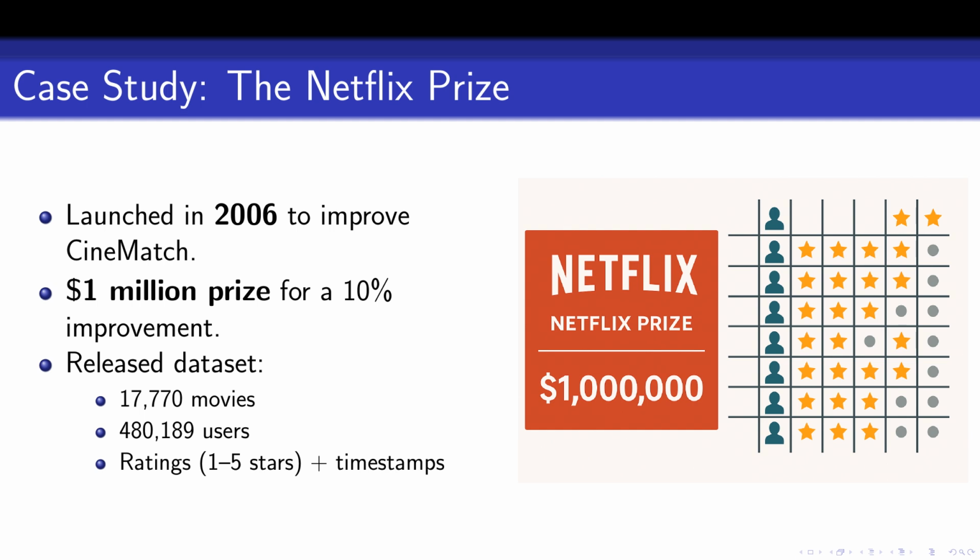Netflix released a massive dataset to competitors, nearly 18,000 movies, close to 500,000 users, and millions of individual ratings, all anonymized but time-stamped. The evaluation metric was RMSE, root mean square error, a common way to measure the accuracy of predictions. The idea was simple: improve predictions of how users would rate movies, but the execution was anything but easy.